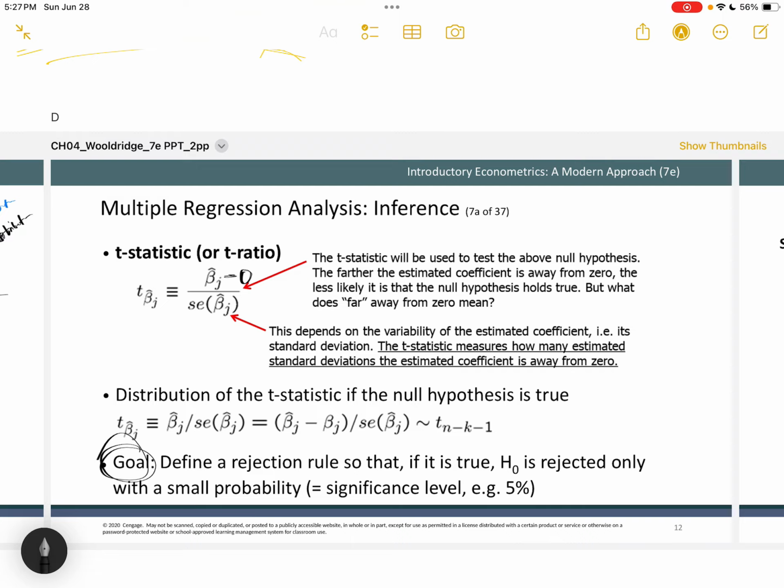What is the point of all of this? The objective is we are going to define a rejection rule. We calculate the test statistic and we see where it falls. Maybe some standard deviations away from the hypothesized value. So what, right? So what? Well, that's where our objective comes in. We want to define a rejection region so that if H naught, the null hypothesis, is true, then it is rejected only with a small probability.